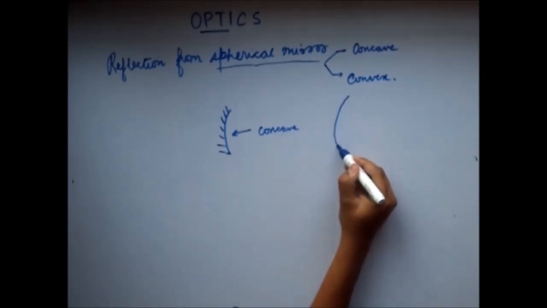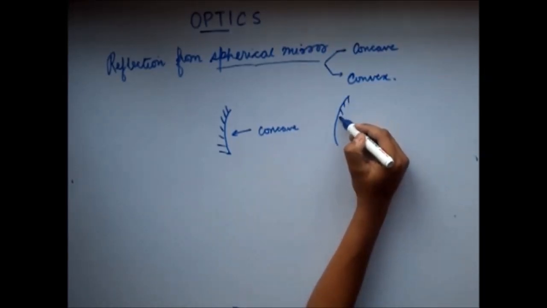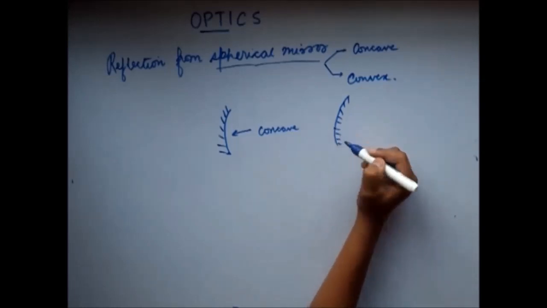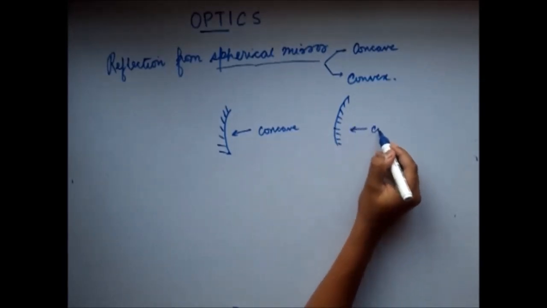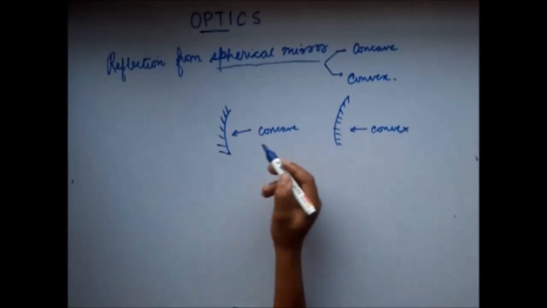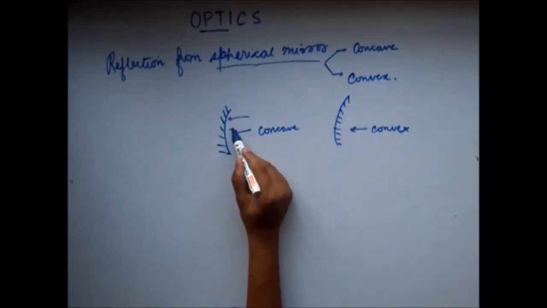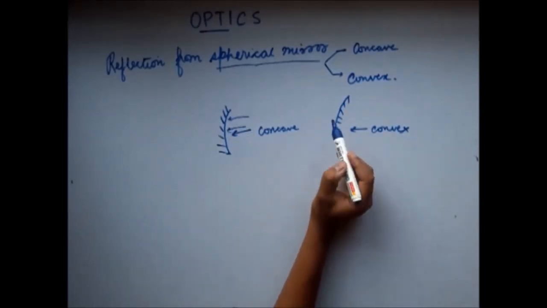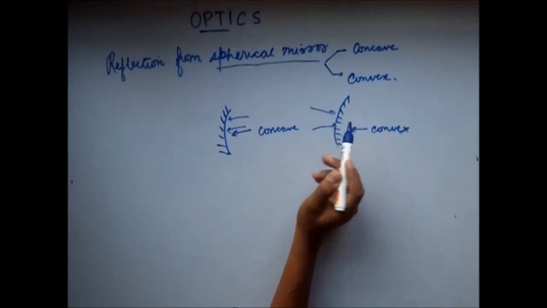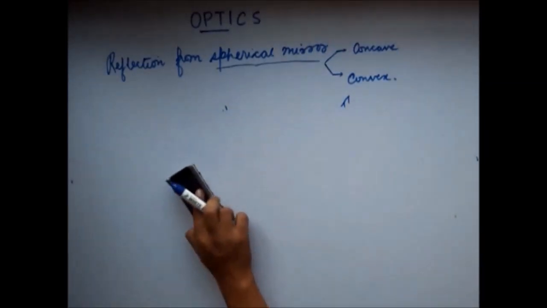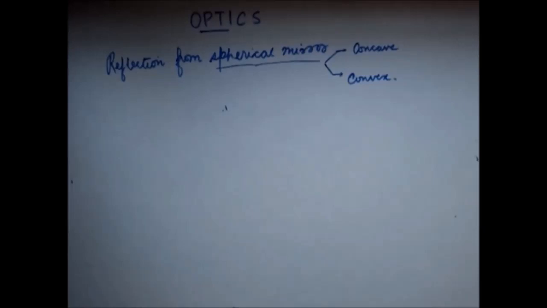And a convex mirror is that in which the inner side of the spherical surface is polished. So this is a convex mirror. So in concave mirror, light will be striking like this, but in convex mirror the light will strike from outside. Okay, so these are the two types of mirror. Now let me define a few terms which you already know.